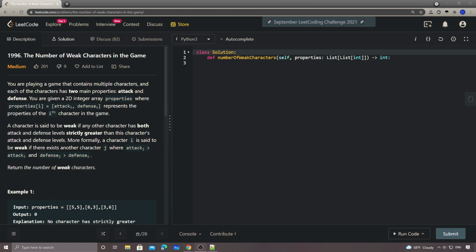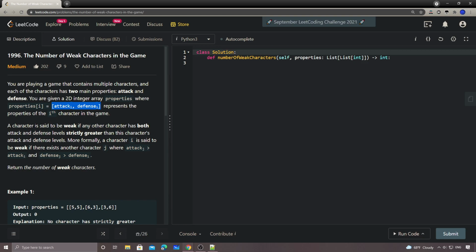So LeetCode number 1996, the number of weak characters in the game. Okay, so you're playing a game that contains multiple characters, right? And each character has two properties, attack and defense. Then you have a properties array to represent those two properties, right?